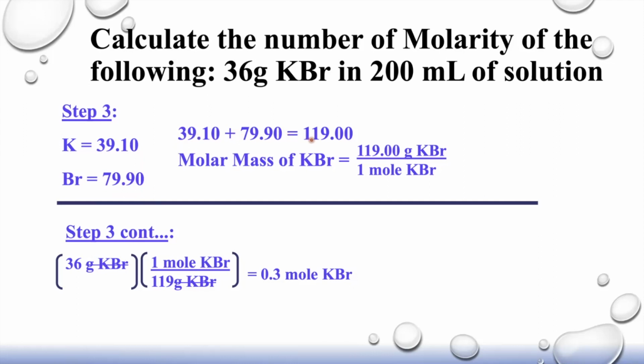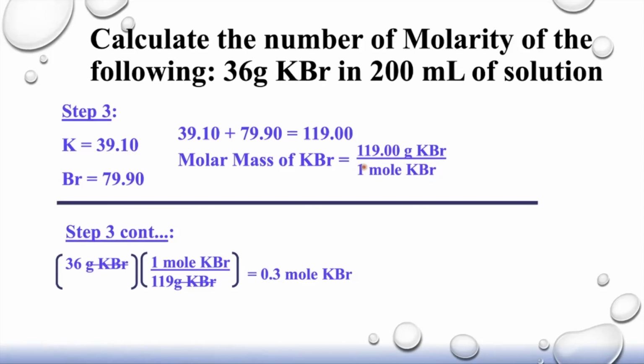So let's add them together. Your molar mass for KBr is 119.00. I kept those 2 decimal places because they are significant at this point. So 119.00 grams of potassium bromide per 1 mole of potassium bromide. You're starting to see the similarity from every single one.